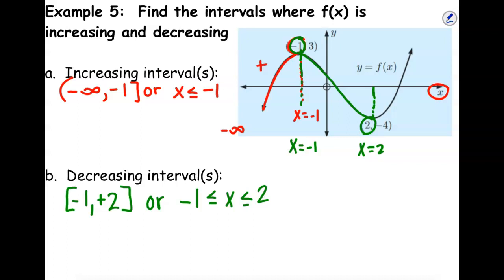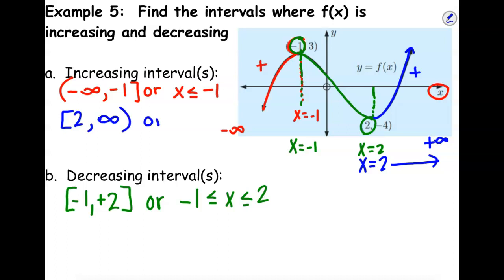All right, last piece. Then at 2, it starts to increase again, positive slope. So it doesn't stop, it goes on forever. So when x is 2 and to the right, think positive infinity, it increases. So to write that as an interval notation, it starts at 2, comma, to infinity. Or as an inequality, x is greater than or equal to 2.